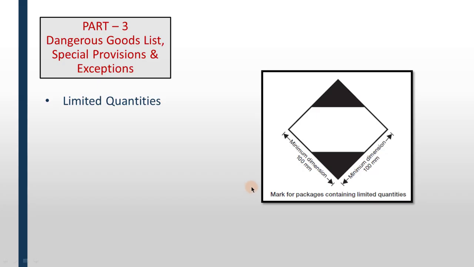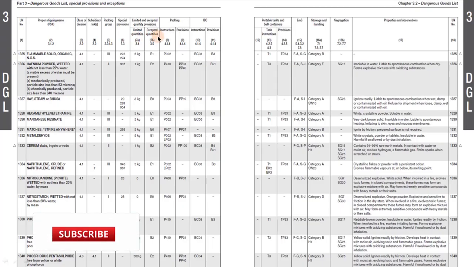This is the marking for packages containing limited quantities. The next column is 7b, which is accepted quantities. This column provides alphanumeric codes described in chapter 3.5, which indicate the maximum quantity for transporting dangerous goods as accepted quantities. Now you can see E1, E2, E0, E1, E1. What do these mean? Let's have a look in chapter 3.5.